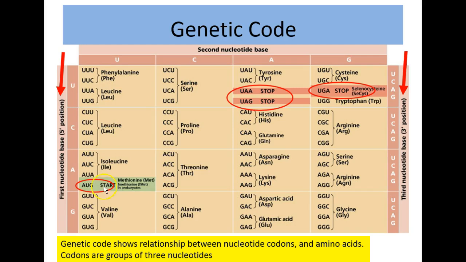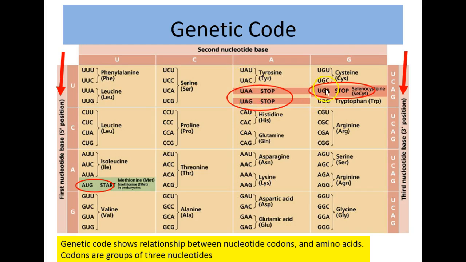Notice also that there is one codon that to the cell represents the beginning of the polypeptide or the protein. The AUG codon is the start sequence. It actually codes for an amino acid called methionine. In prokaryotic cells, this amino acid is modified to formyl methionine. So AUG is always the first codon in a messenger RNA that will be translated.